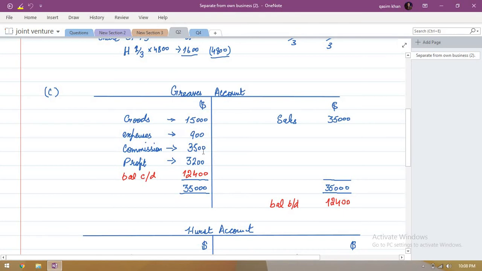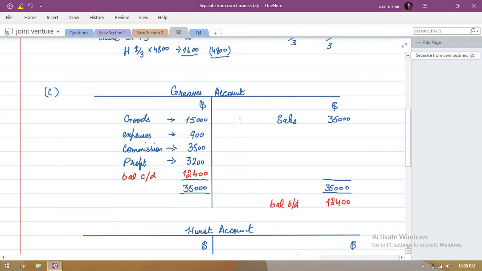Commission was 3,500. Why is this commission on the debit side? Because it was an expense for the business. If it were income, then it would be on the credit side. But in this case, it was an expense, so it is on the debit side. And the profit share of Greaves was 3,200. The total amount owed to Greaves by the business is 15,000 plus 900 plus 3,500 plus 3,200. But he has received 35,000.